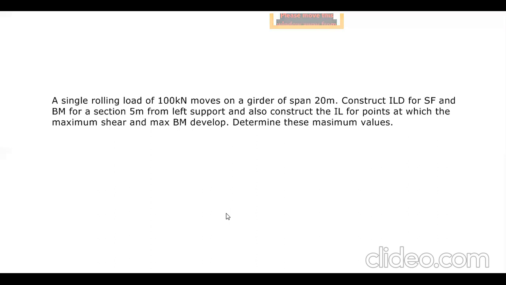For that purpose only, I have solved the loading based on UDL. But here I have given a problem based on the point load. It will be very simple. Please try to solve this problem.